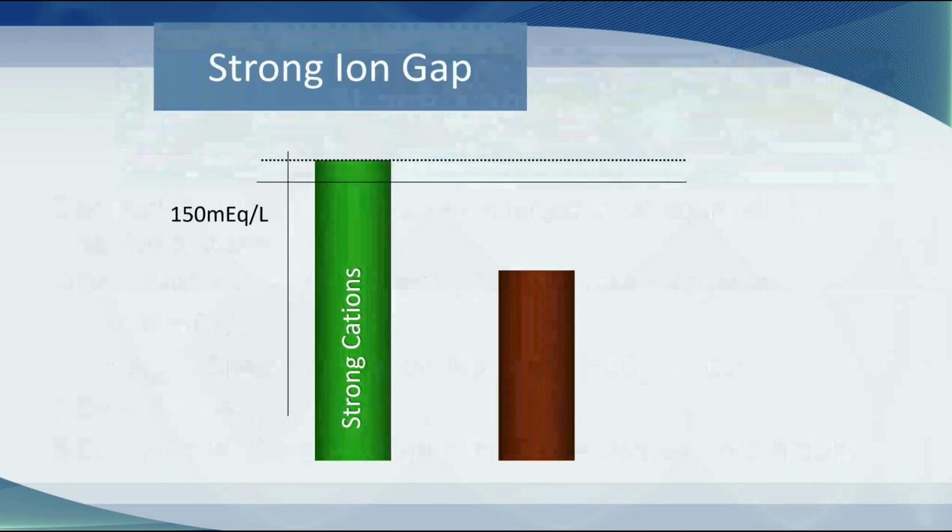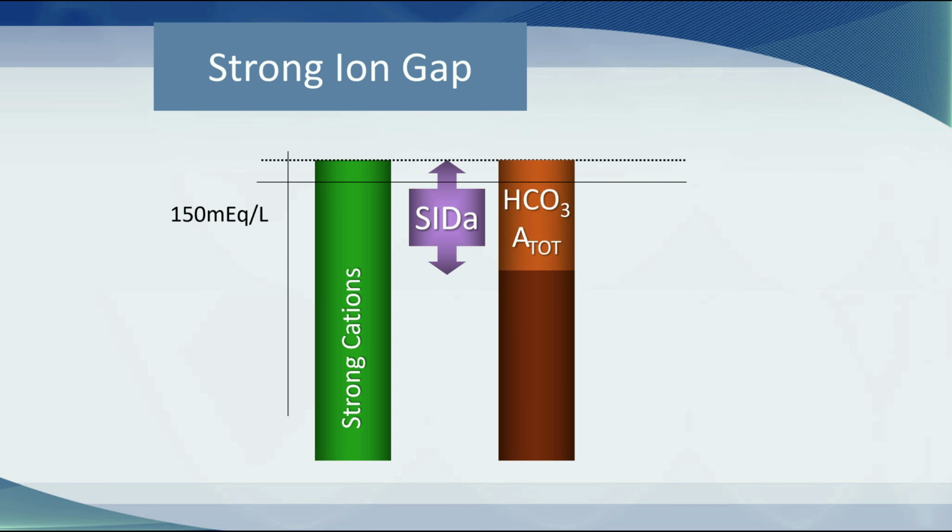Just to illustrate this, we have our strong cations in green and our strong anions in red, and that is the apparent strong ion difference. It should be made up principally of bicarbonate, albumin, and phosphorus. That is the effective strong ion difference. If unmeasured anions are present, then there is a strong ion gap.